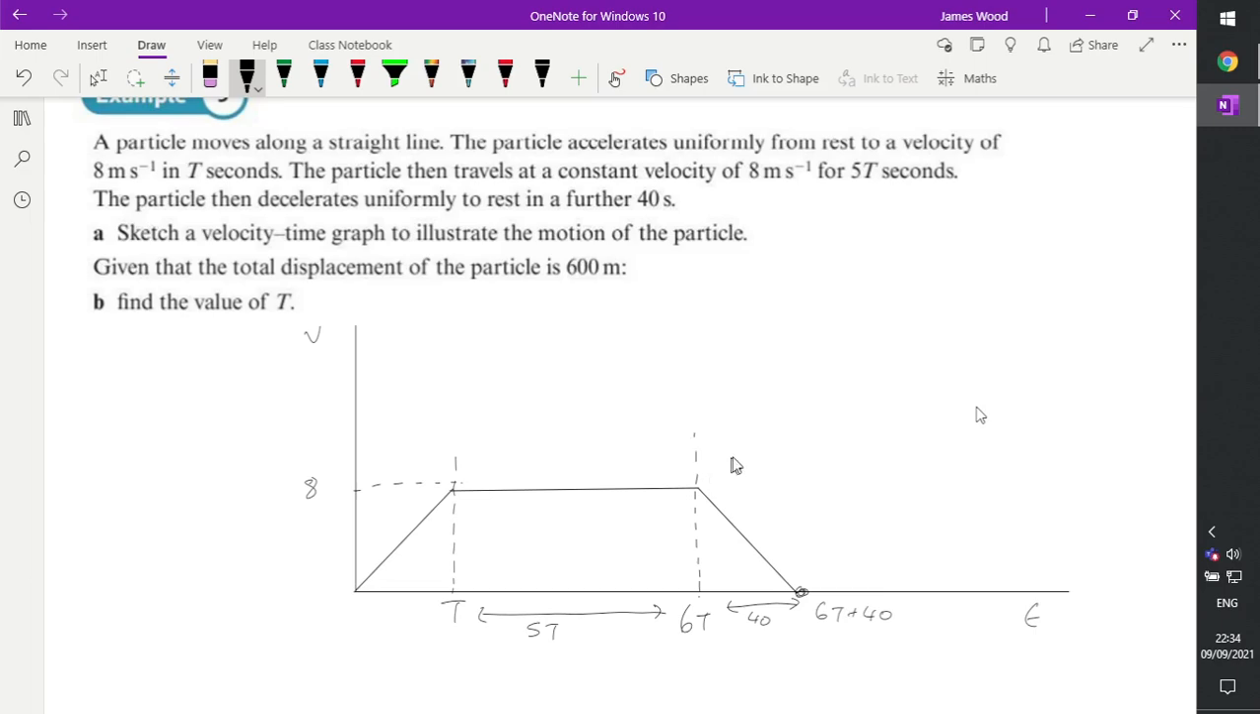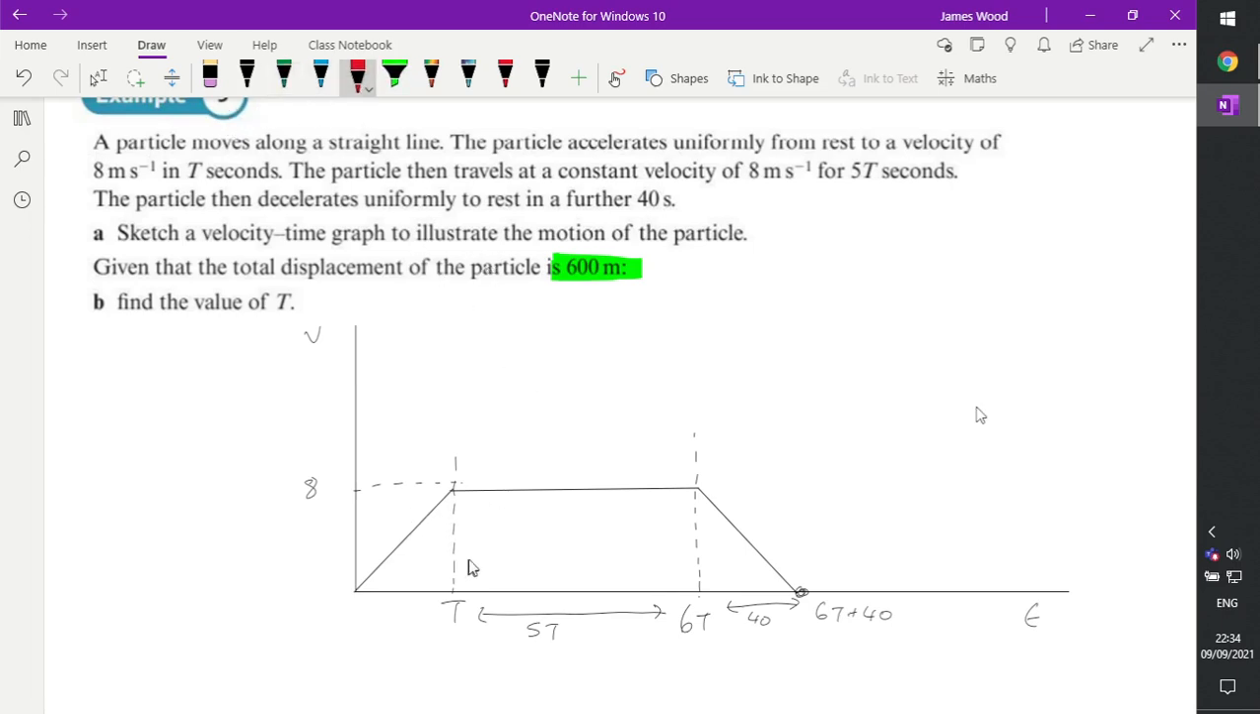Find the value of t. Oh, I forgot to read the extra information there. The total displacement is 600 meters. So we know that this total area is 600 meters. So let's try and work it out.